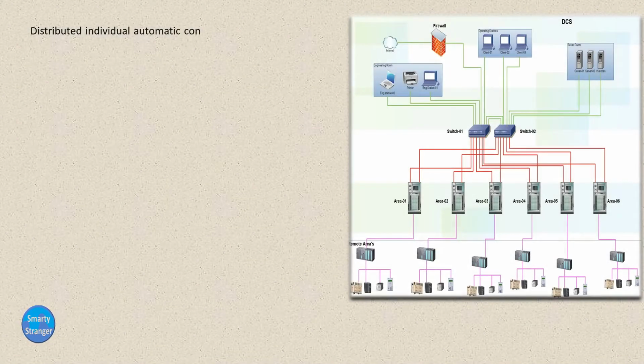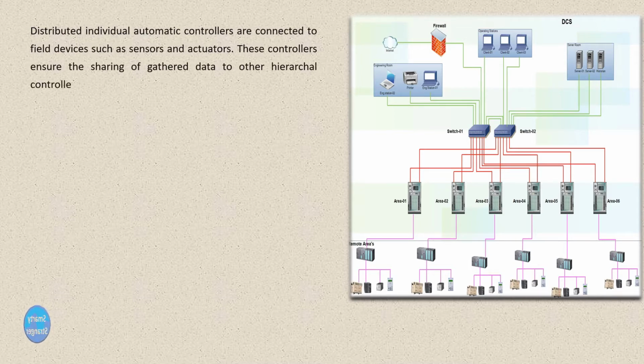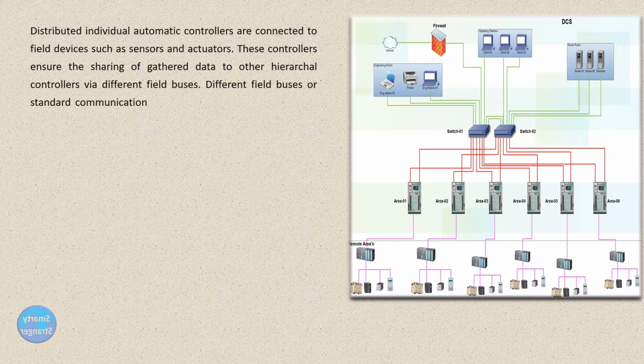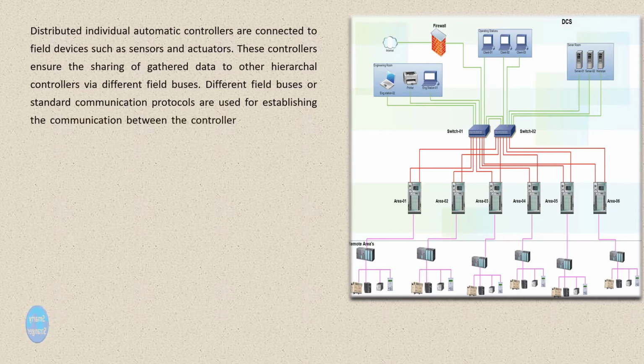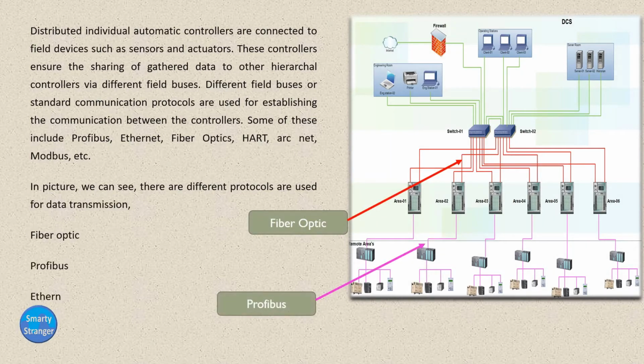Distributed individual automatic controllers are connected to field devices, such as sensors and actuators. These controllers ensure the sharing of gathered data to other hierarchical controllers via different field buses. Different field buses or standard communication protocols are used for establishing the communication between the controllers. Some of these include Profibus, Ethernet, fiber optics, HART, ArcNet, Modbus, etc. In the picture we can see different protocols are used for data transmission: fiber optic, Profibus, Ethernet. Detail of each media will be studied in future videos.